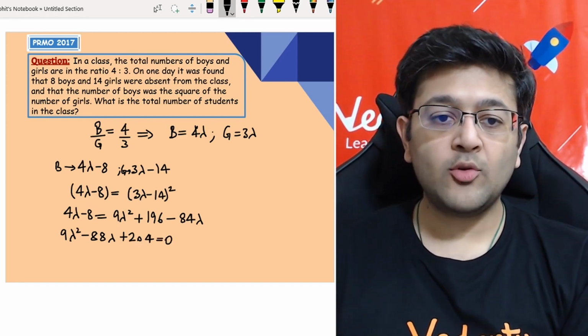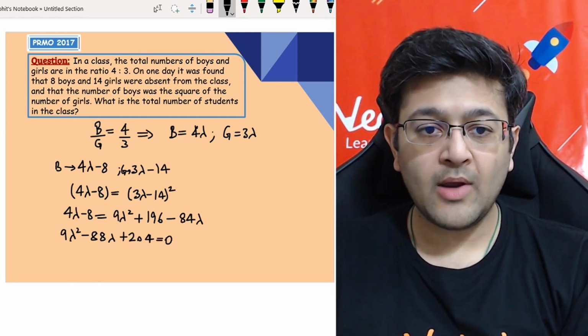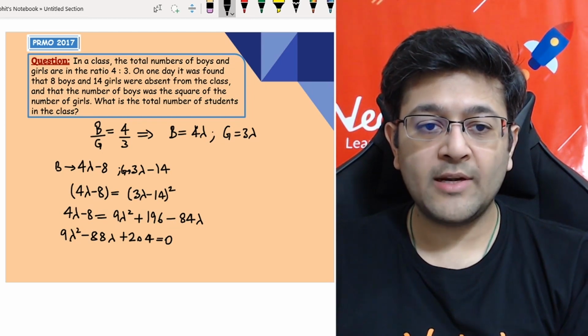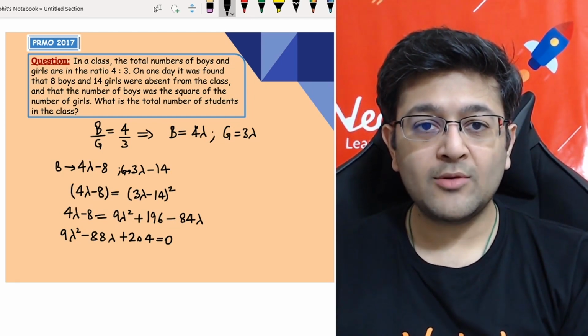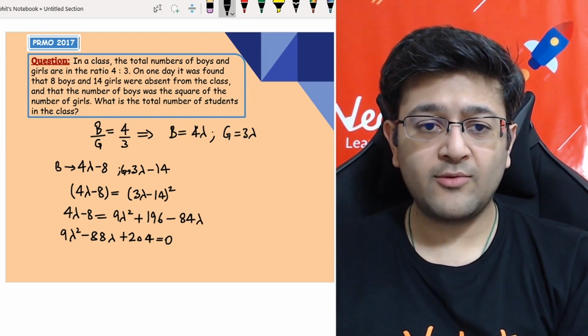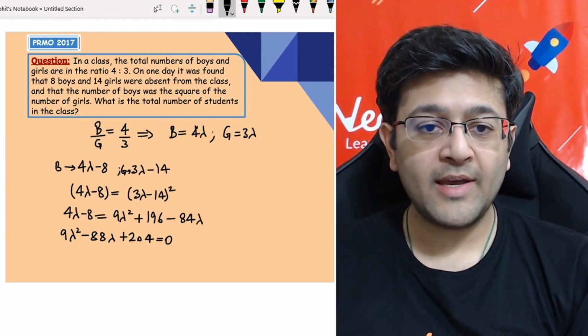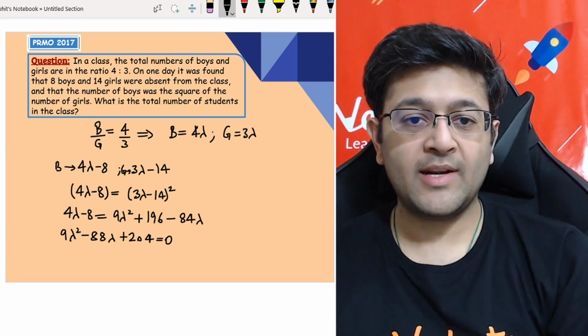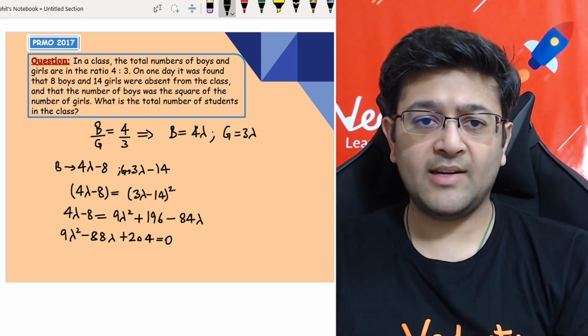Okay, now you have to factorize this. So you have to think about the factors of 204 into 9. Okay, so I'll give you some time to solve this question. Take some time, then I'll solve for you. You can pause the video here and try to solve this quadratic yourself, and you will very much get the final answer.